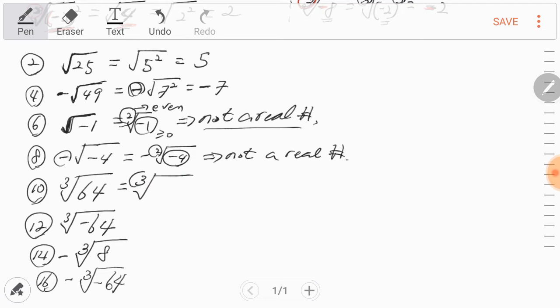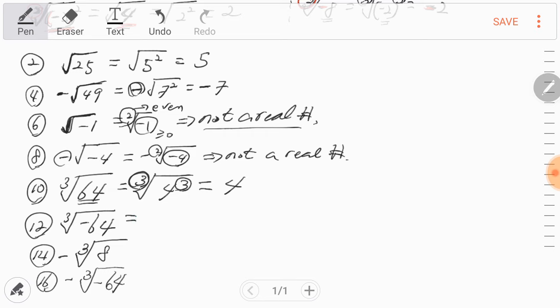Okay, the next one, cube root. The index is odd. If the index is odd, the radicand can be positive or negative, it doesn't matter. And 64 is 4 cubed. So 4 times 4 is 16, 16 times 4 is 64. So this is equal to 4. The index and the power are the same, so take the base out.